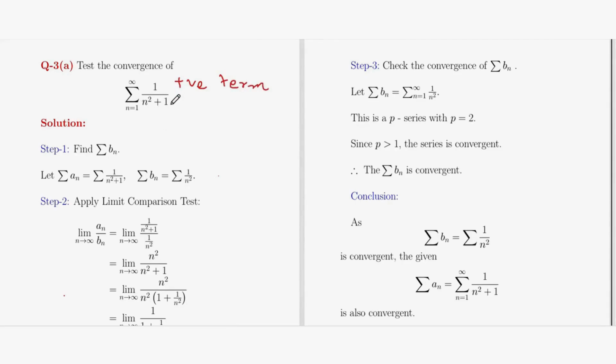Also, previously we have discussed that if a polynomial is given in the numerator or denominator, then we can apply the comparison test. Yes or no? So here a polynomial is given, n square plus 1. So to find the convergence of this series, we will use the comparison test. Now let's discuss what the comparison test is and how to apply it step by step to find the solution.